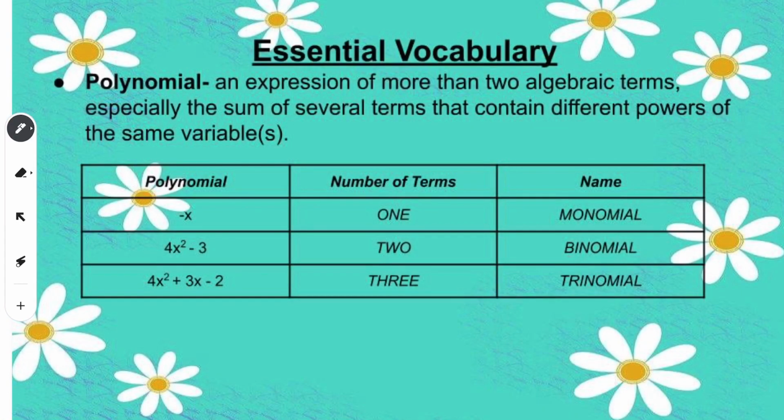Essential vocabulary, we went over this yesterday. Monomials have one term, binomials have two terms, trinomials have three terms. Yesterday I forgot to clarify some things. Monomials right here aren't considered polynomials because they have one term. Let's look at the definition of polynomials. Polynomials have more than two algebraic terms, therefore monomials shouldn't be considered polynomials. So there's a difference between polynomials and monomials.